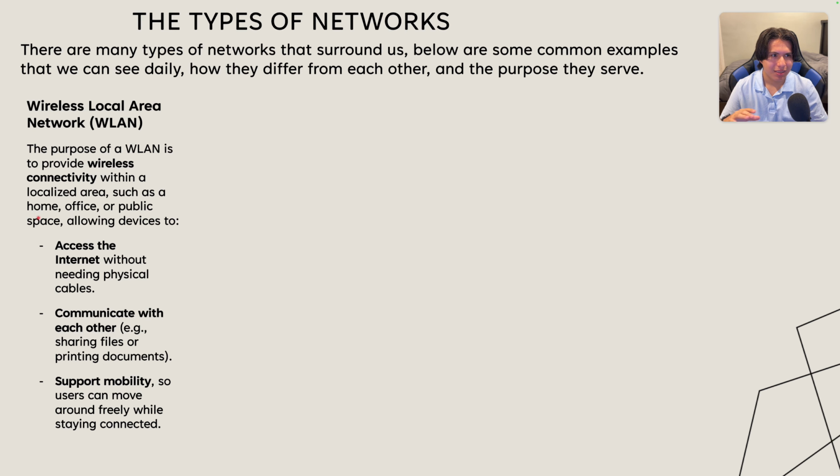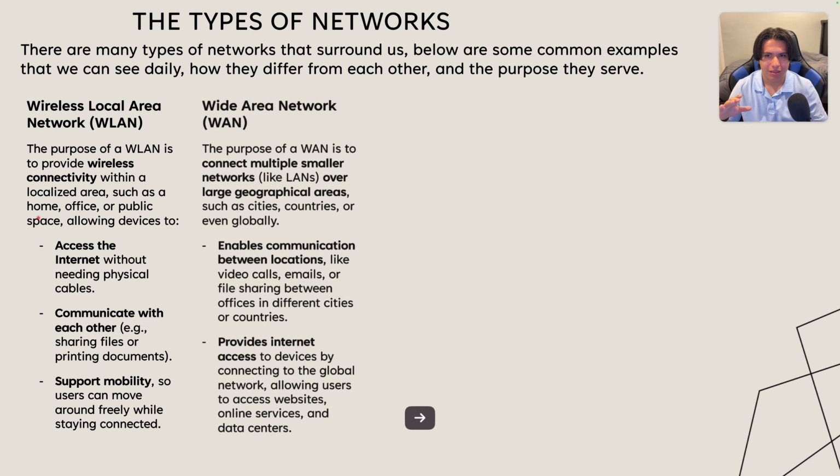This next concept is going to expand on that. So a wide area network, a WAN. The purpose of a WAN is to connect multiple smaller networks like LANs or WLANs over large geographical areas such as cities, countries, or even globally. It enables communication between locations like video calls, emails, or file sharing between offices in different cities or countries, and it provides internet access to devices by connecting to the global network, allowing users to access websites, online services, and data centers. So even the internet is a wide area network.